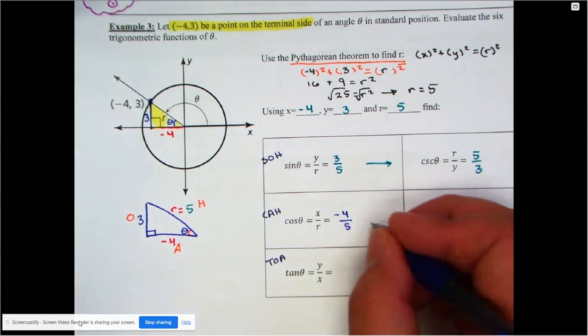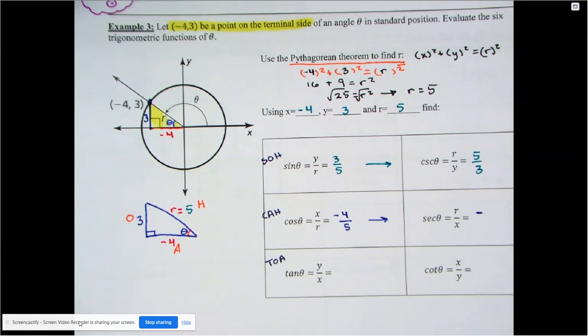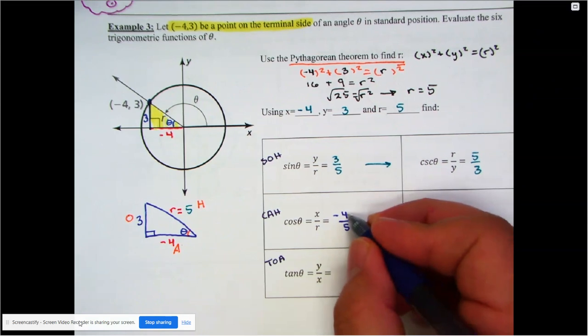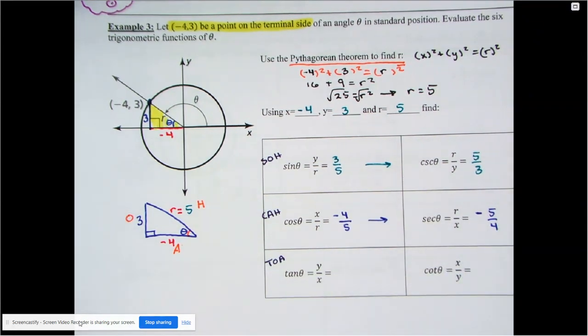And secant is, of course, related to that. Notice how the negative just stays in front. People always say, well, do I put it at the bottom? Just put it in the front, and then you don't worry about it. 4 over 5, then I'm going 5 over 4. There's my secant who's related to it.